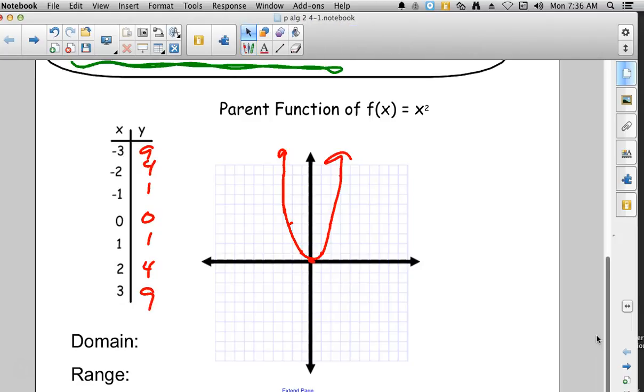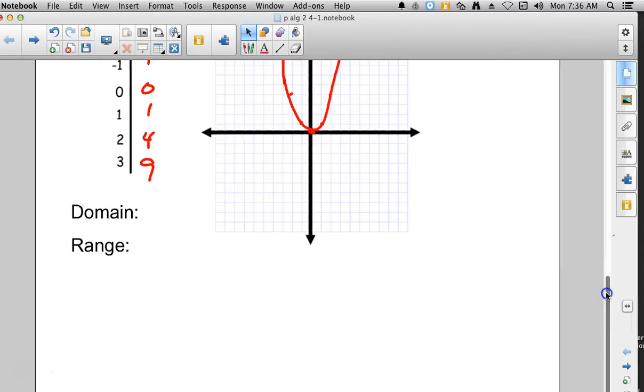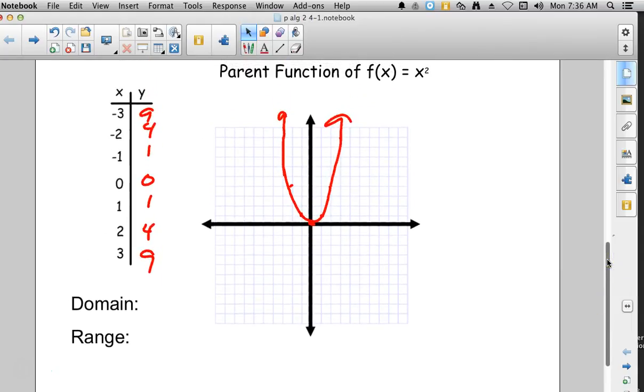But now we want to talk about domain and range. Domain, again, is the inputs, the x's, and range is the y's, the outputs. So start thinking: were there any x's that I can't put into x squared? Is there any number that we couldn't square? I realize, no, we could put whatever number we want in there. So the domain is going to be all real numbers.